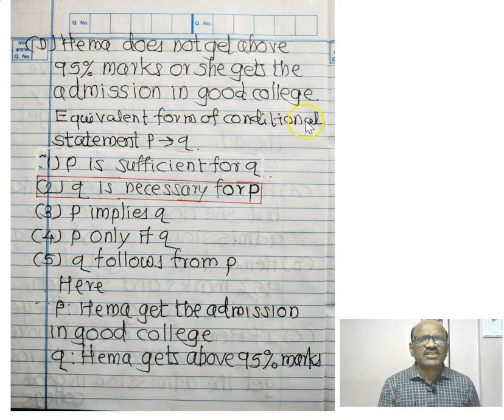The equivalent forms of the conditional statement: what is that? P implies Q. What are the equivalent forms? That is, P is sufficient for Q, and Q is necessary for P. This is important here. And P implies Q, P only if Q, follows from P. But we require here that Q is necessary for P. Now here, what is that? P is Hema gets admission in a good college. Q is Hema gets above 95% marks.